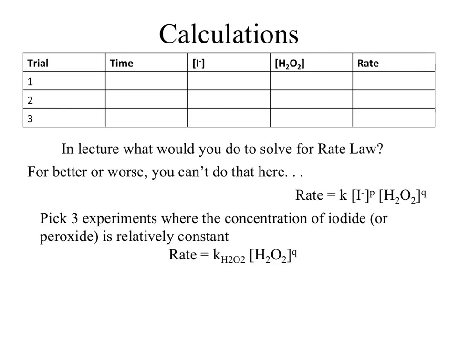No. Do we know the order? No. Do we know the concentration of peroxide? Yes. Yeah, and we know our rate. Okay. We've got one equation, two unknowns. That's a bit difficult to solve.